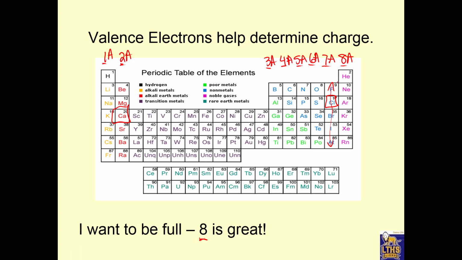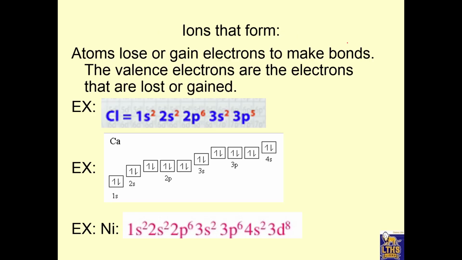So what elements are going to do is they're going to lose or gain electrons or share them to get 8. So what chlorine is going to do, it has 7 valence electrons, it's going to gain 1, so then it has 8 valence electrons when it bonds. Okay. So ions form because atoms lose or gain electrons, and their valence electrons are the electrons that are lost or gained.